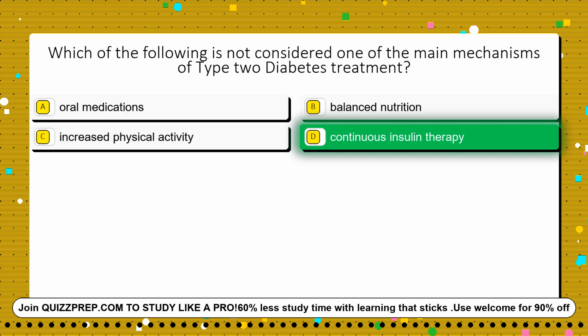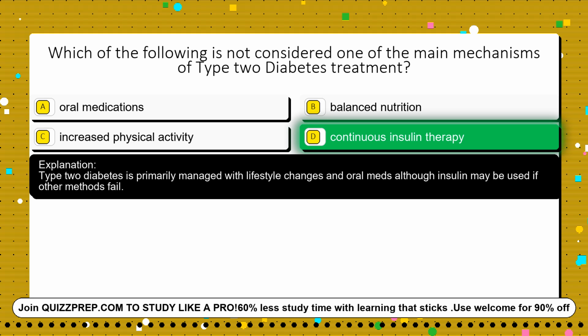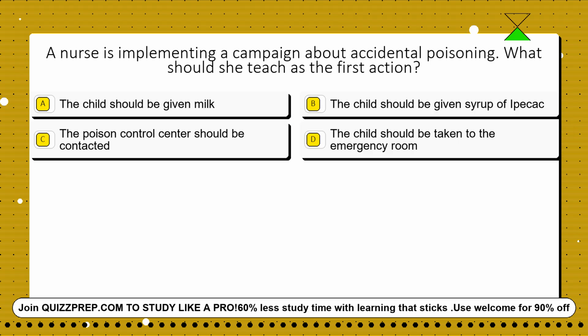The correct answer is option D. Continuous insulin therapy. Type 2 diabetes is primarily managed with lifestyle changes and oral meds, although insulin may be used if other methods fail. Question 36. A nurse is implementing a campaign about accidental poisoning. What should she teach as the first action?